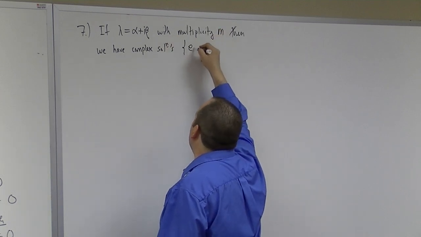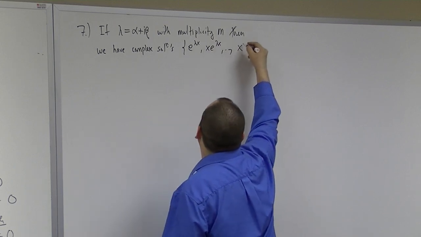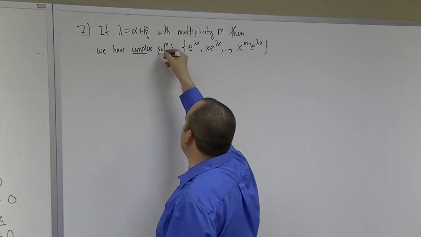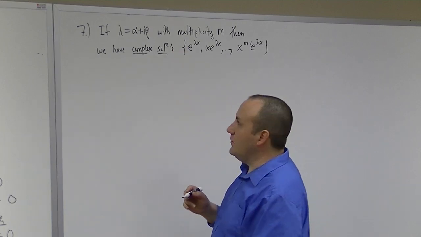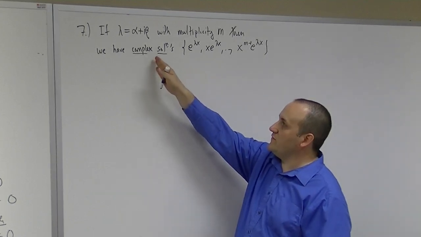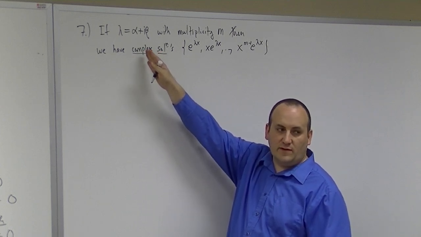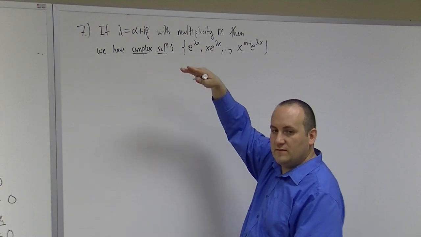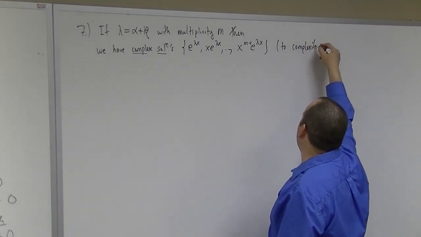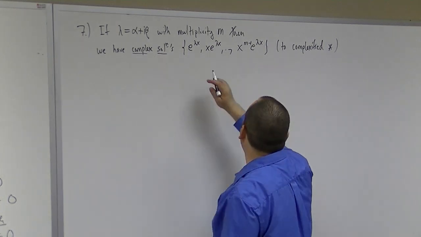Your complex solutions: e to the lambda x, x e to the lambda x, and so on, up to x to the m minus 1 e to the lambda x. Then the real and imaginary parts of those: these are complex solutions to what? They're not solutions to the differential equation that we're starting with. These are solutions to a corresponding complexified differential equation. The one we started with is the real differential equation, but we then complexified it, with these new lambdas giving solutions to the complexified version.